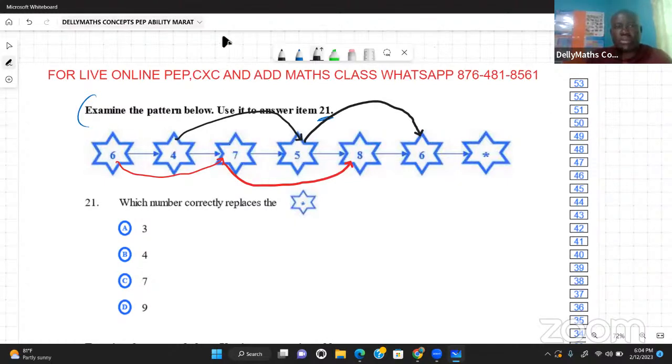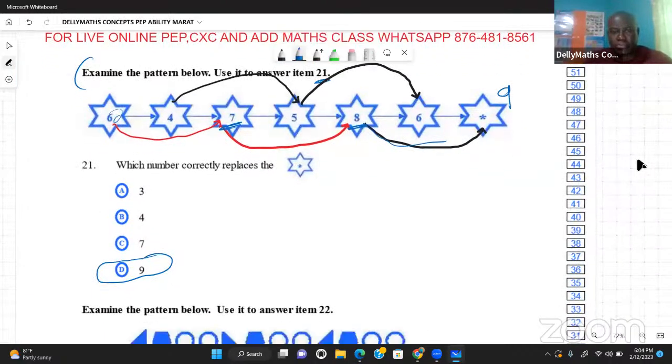All right, so here goes. Based on what we're seeing here, it will link to what? Based on what we're seeing, 6 linked to 7, 7 linked to 8, and based on how it is going, 7 linked to 9. So we are seeing 9 here. All right, so number 21 is 9.